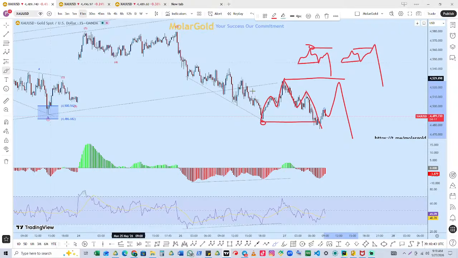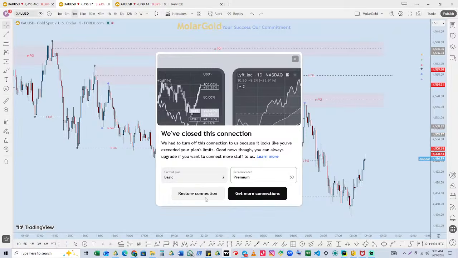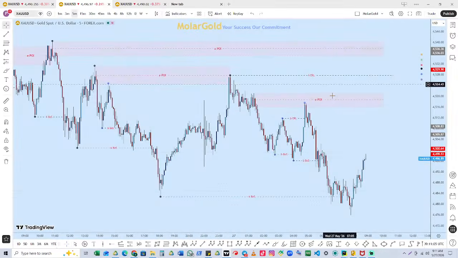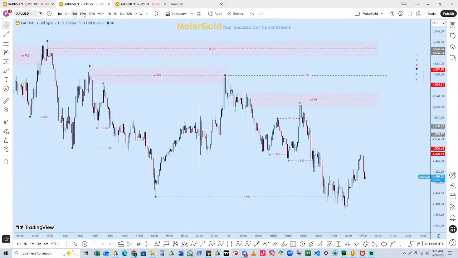Okay, now that we have this concept in mind, let's also look at the next things. What are the next things? We can also see what is happening inside here. Let's get into the SMC. So in the SMC, we start from the 15-minute time frame.